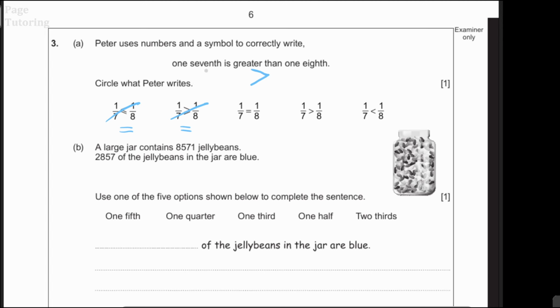And then 1/7, it has the word 7 in it, so that's 1/7. 1/8, so that's 1/8. And where's it written like this? We can see that right here.